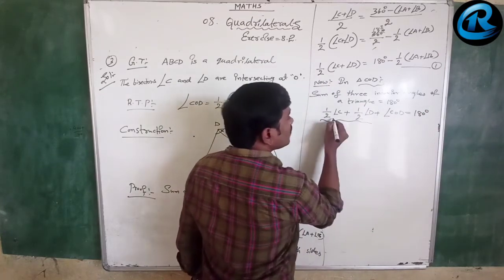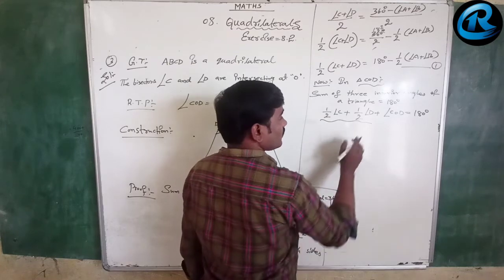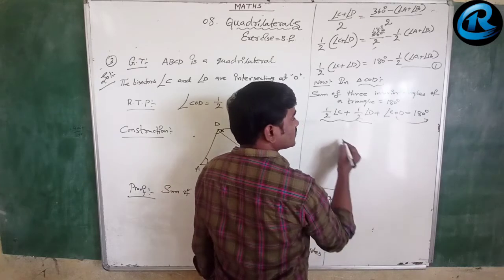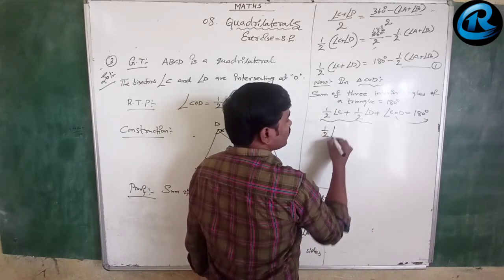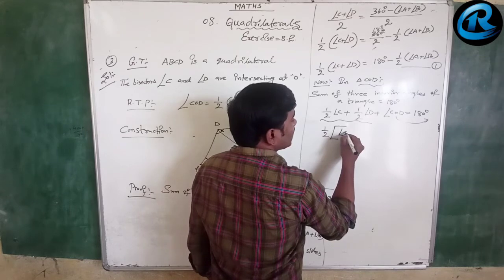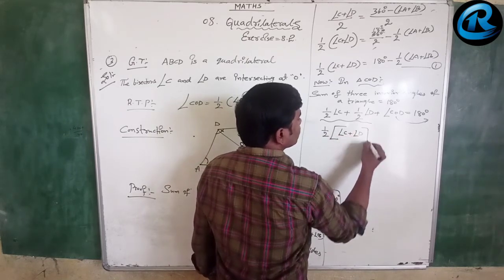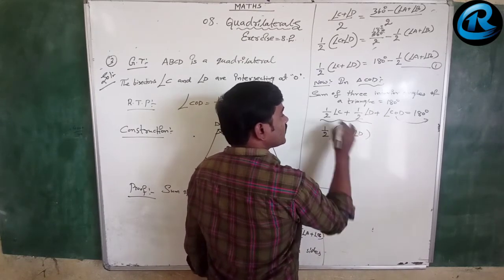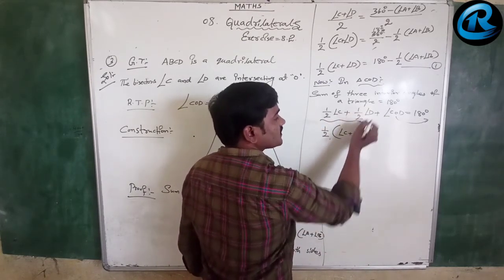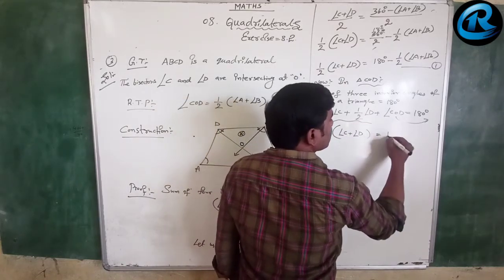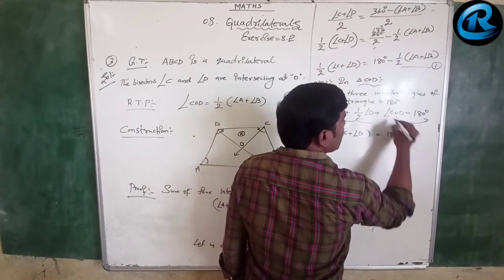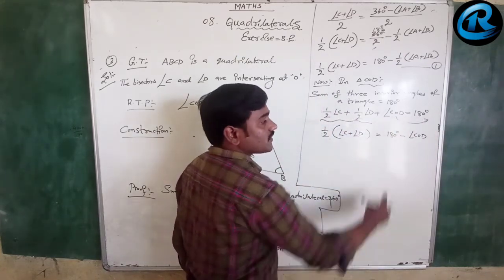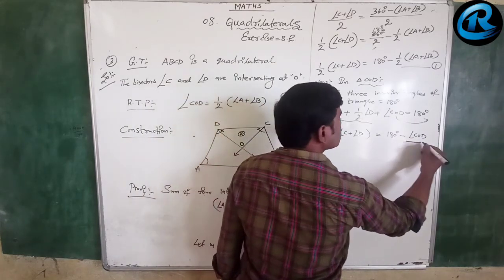So from these two steps, what we do here is transfer angle COD to the other side. Here we take 1 by 2 out common, then angle C plus angle D will be left over. So 1 by 2 of (angle C plus angle D) equals 180 degrees, and plus angle COD transferred to the other side becomes minus angle COD. This is equation number 2.